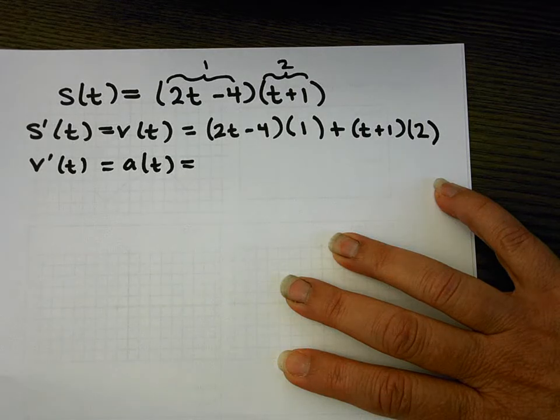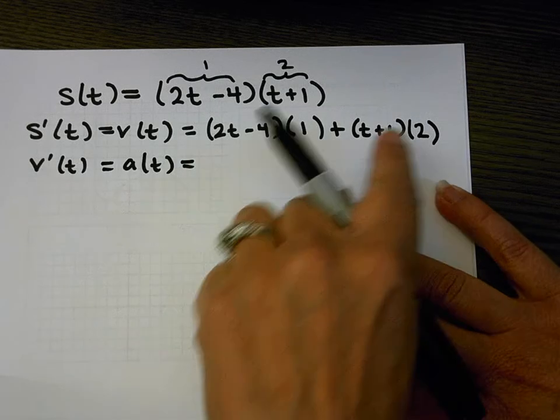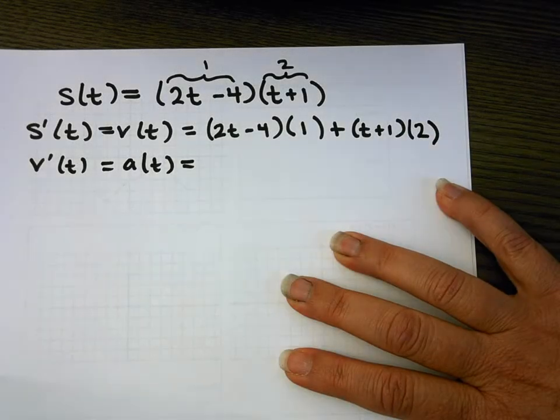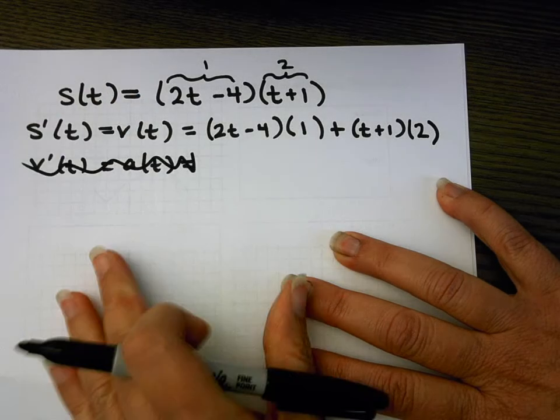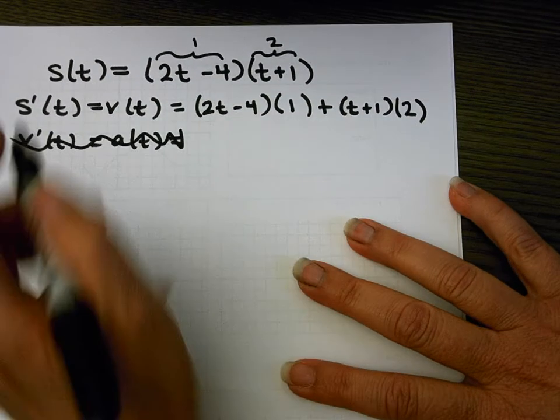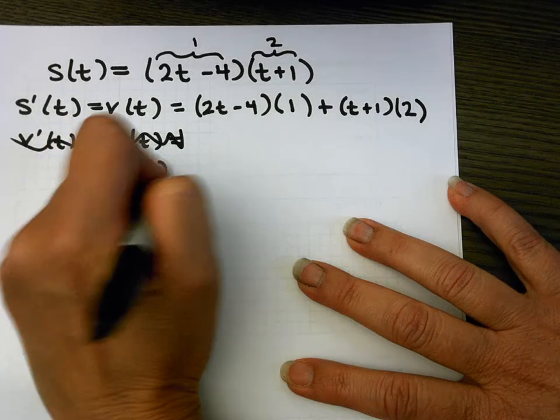So before I do that, I think I want to simplify, otherwise this is going to be kind of messy, right? So let me go ahead and simplify that a little bit first. So I'm going to scribble that out just so I can take the derivative a little bit easier.